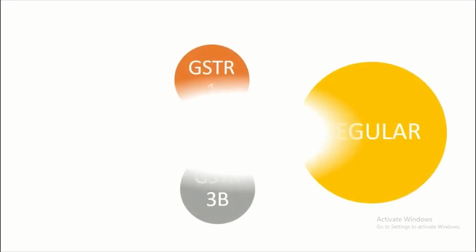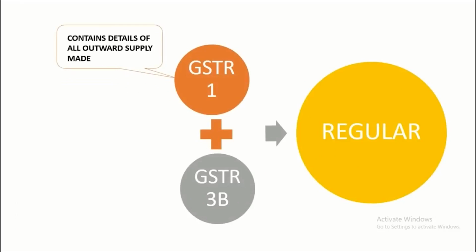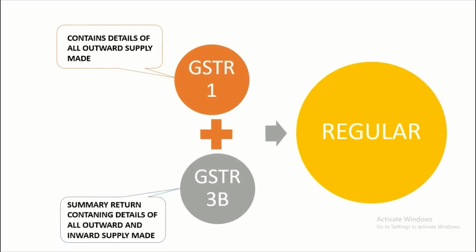Under the regular scheme, two returns have to be filed, GSTR-3B and GSTR-1. GSTR-1 contains the details of all outward supplies made. GSTR-3B is a summary of all the outward supplies made and input supplies received, and according to the summary of GSTR-3B, GST is paid on a monthly basis.